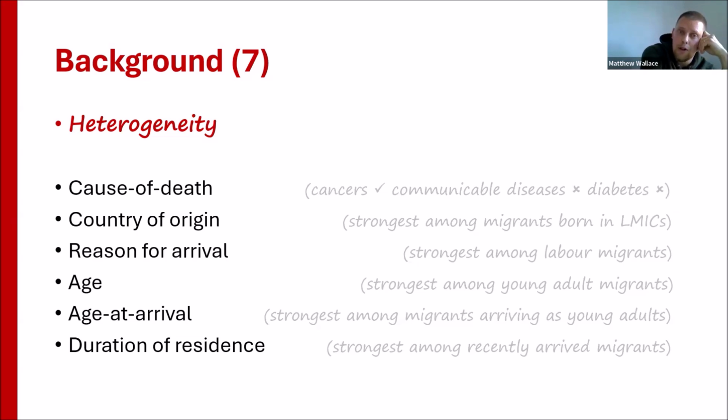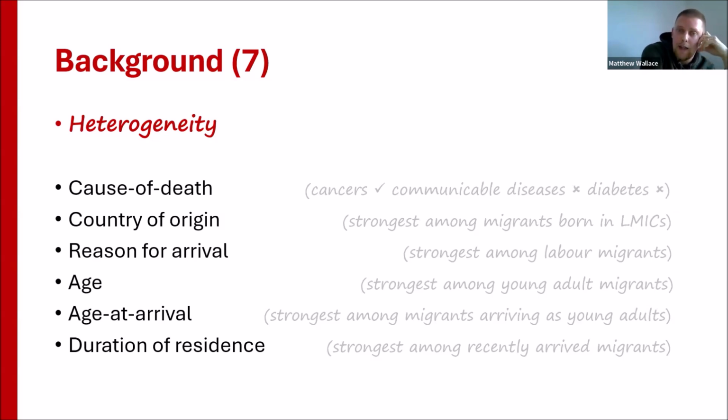Of course, we can look at country of origin as well, and there's great variation in the mortality risk of migrants by country of origin. Somewhat counterintuitively, and this is just one of many paradoxes in the migrant health literature, the mortality advantages of migrants tend to be most prevalent, most consistent, and strongest among migrants born in low and middle income countries who are moving to high income countries. When we look at high income to high income migration, we tend to observe much weaker mortality advantages, or even mortality disadvantages.